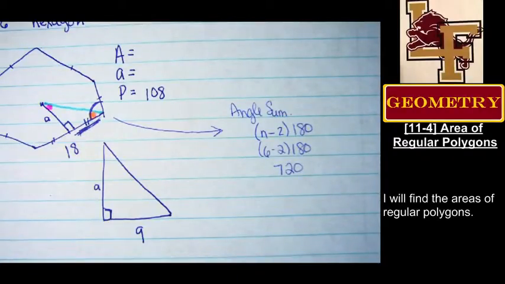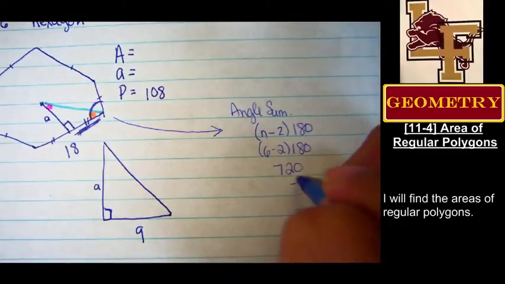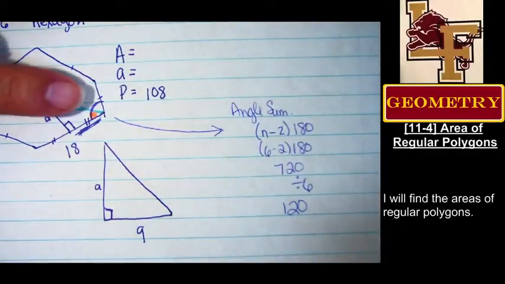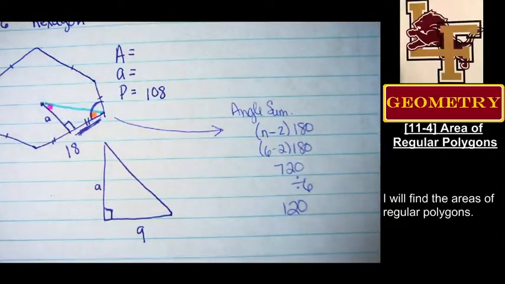So divide by 6. Because this is a regular polygon, it's equiangular. They're all the same. Divide it by 6. You said it was 120. That is the measure of one of these corner angles.